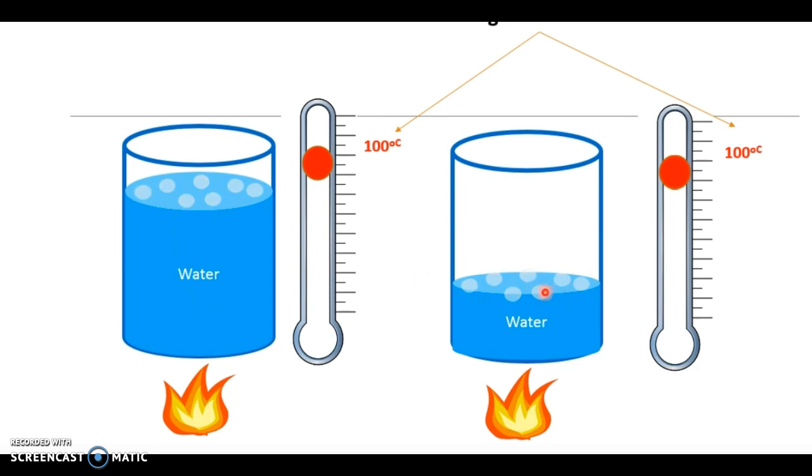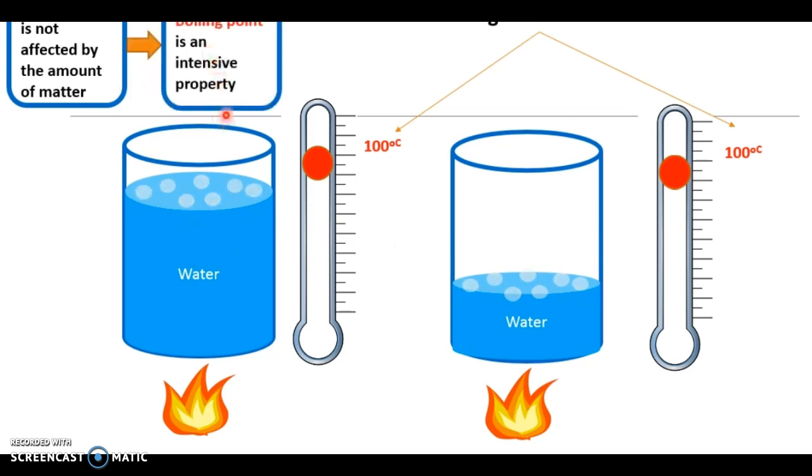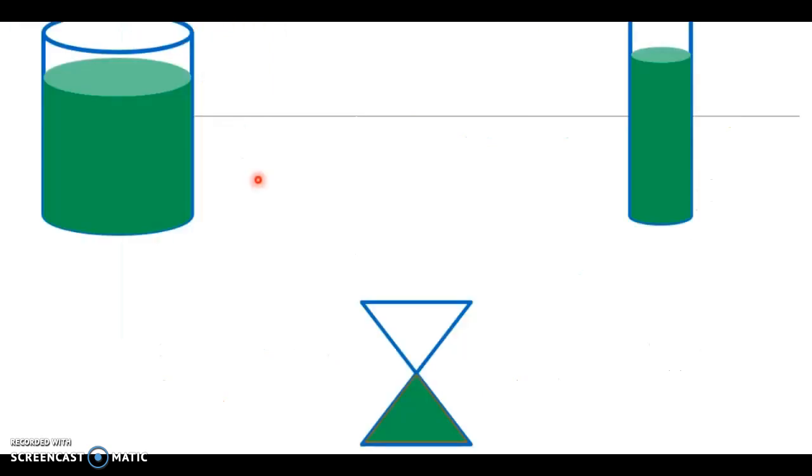And this means that boiling point is an intensive property because it doesn't depend on the amount. Boiling is not affected by the amount of matter and is considered an intensive property. I hope it's clear now for you.